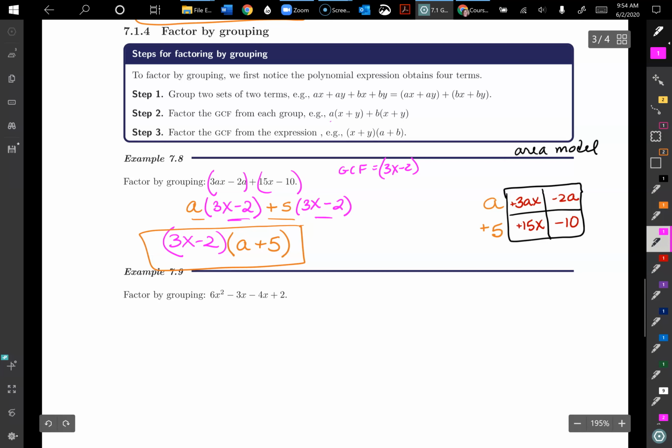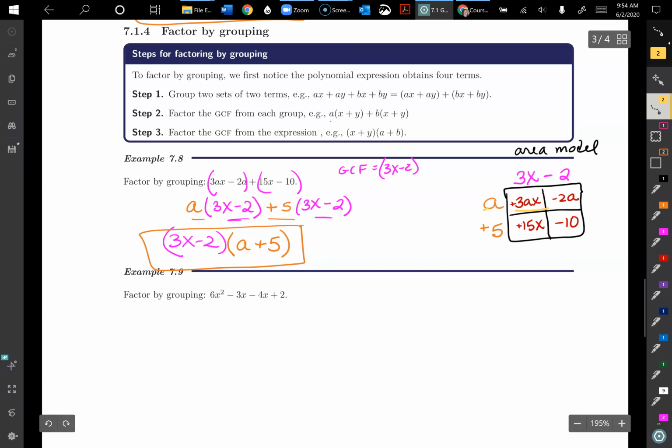And then I'm going to look at every column. So 3ax plus 15x, what's common to that would be 3x. And then I look at negative 2a and negative 10, and what's common to those, again, remember I said they're both negative, you want to put a minus, and then you would pull out the 2 would be common. And you can check these back because area model is length times width, right? So if these were dimensions, it would be this times that equals the box in the middle. So I would check back.